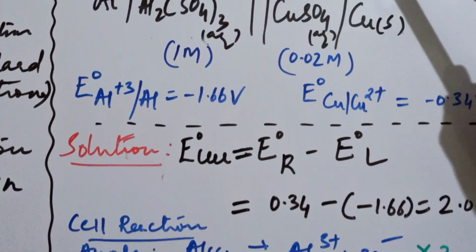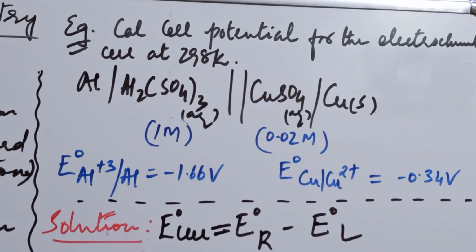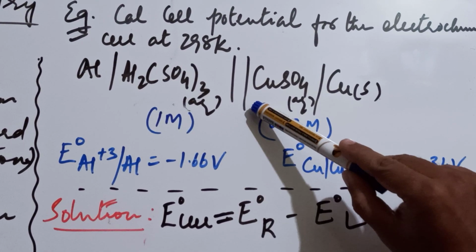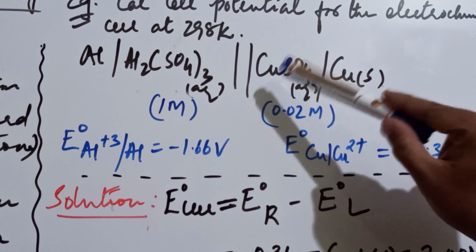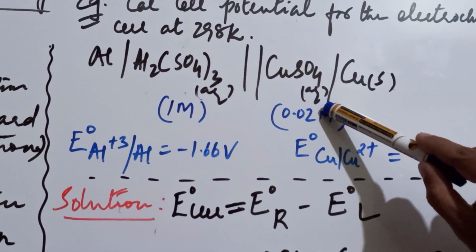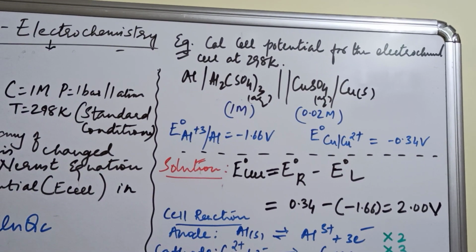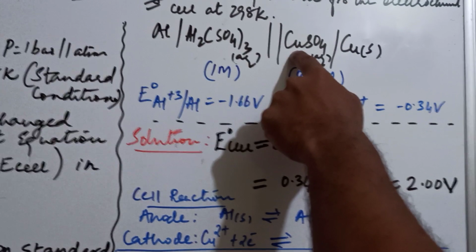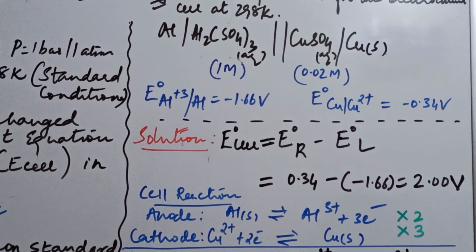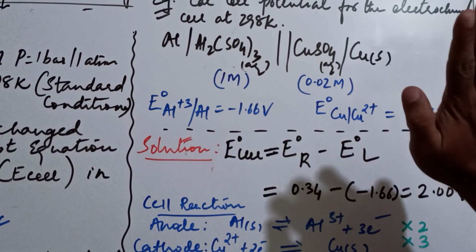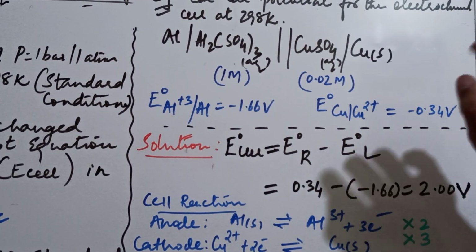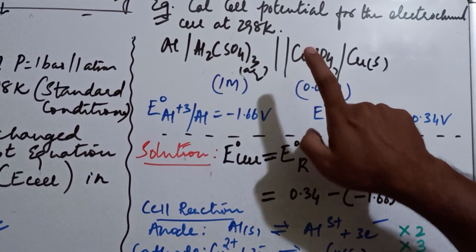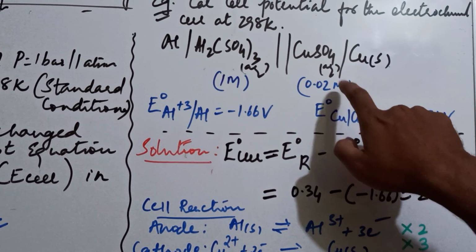Calculate the cell potential for the electrochemical cell at 298 Kelvin: Aluminium / Al2(SO4)3 aqueous, double slash, naturally you know the double vertical line indicates the salt bridge, CuSO4 aqueous, Cu solid. Now instead of writing Al2(SO4)3, I can write Al 3 plus aqueous. Here I can write Cu 2 plus aqueous. It is just a sort of confusion to the students. It remains the same. Your basic concept should remain clear. Now the concentration of aluminum sulfate solution is 1 molar. That of copper sulfate aqueous solution is 0.02 molar.